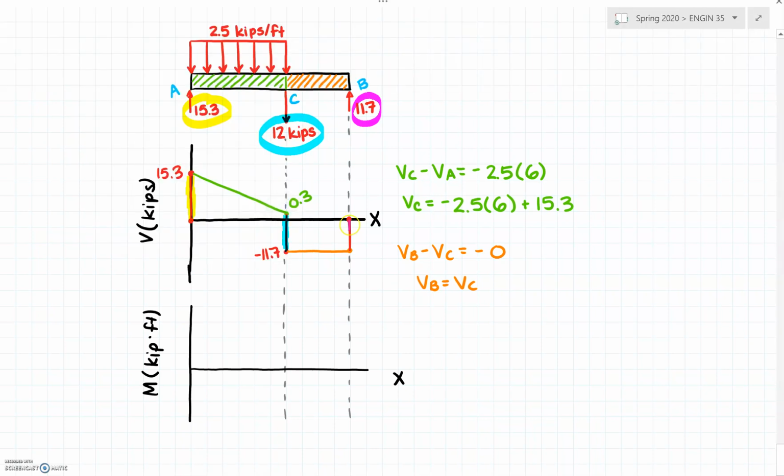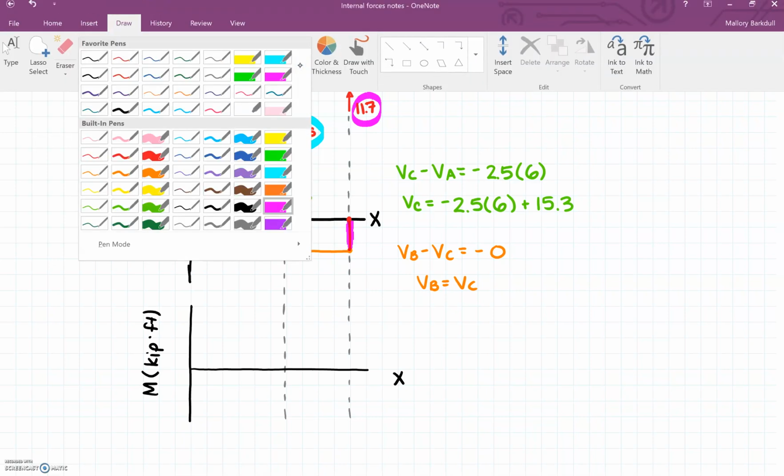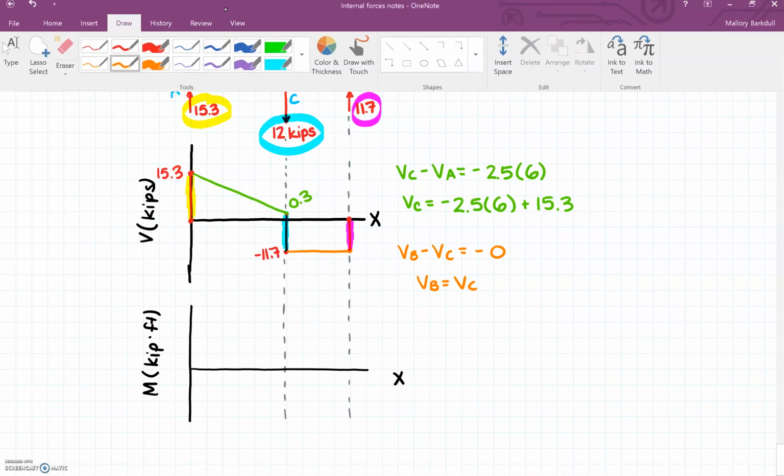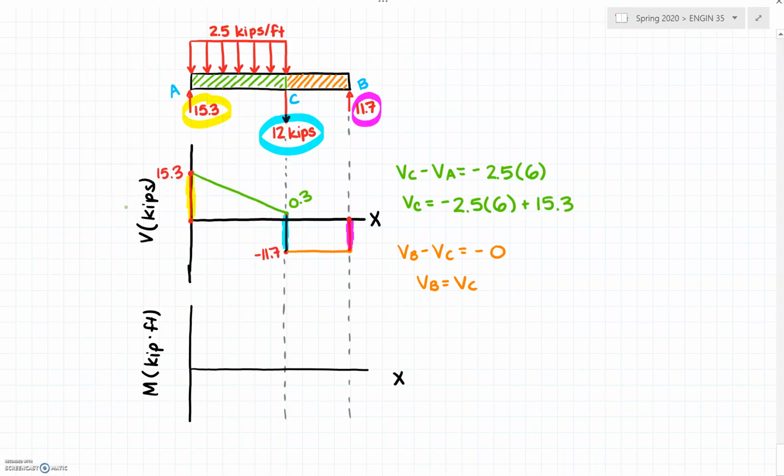So these problems are really great because they allow you to check your answer. Note, just because it ends at 0 doesn't necessarily mean it's right, but if you've checked your work otherwise and it ends at 0, it's a pretty big indicator there. So let's move on to our bending moment diagram.